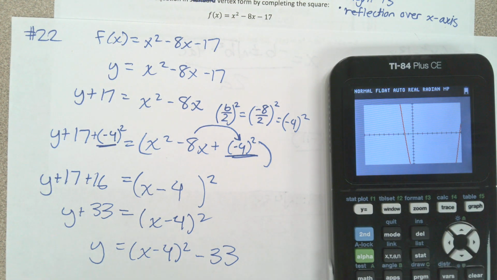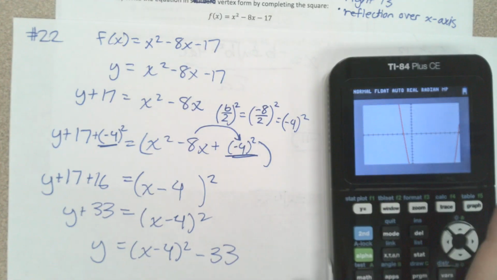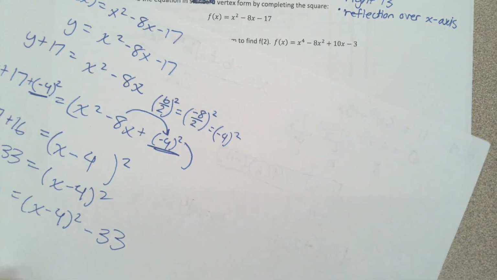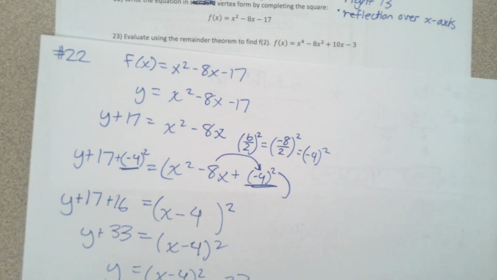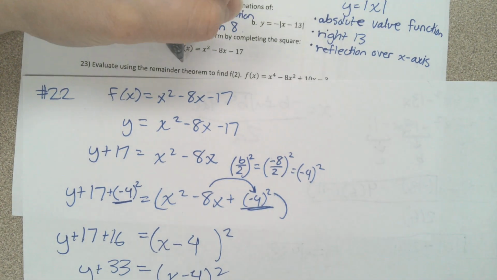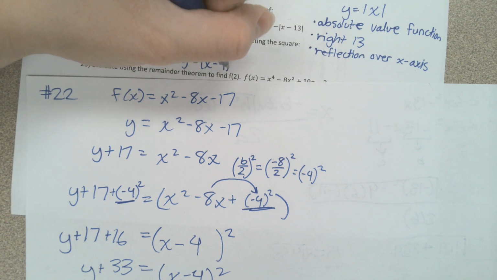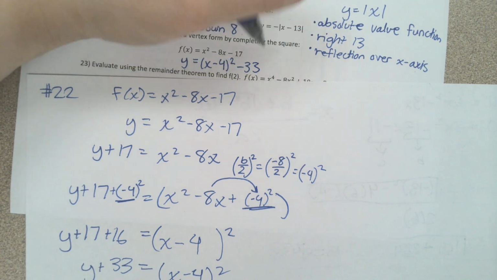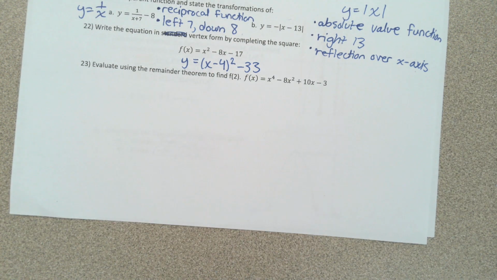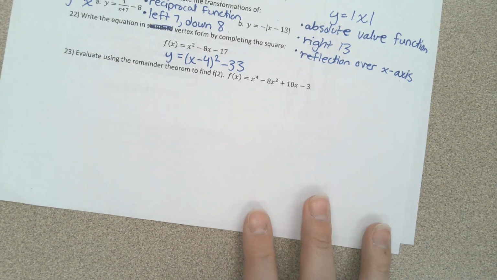They overlap perfectly. This is my equation. So I'll write it on the paper. Y equals x minus 4 squared minus 33. That is correct.